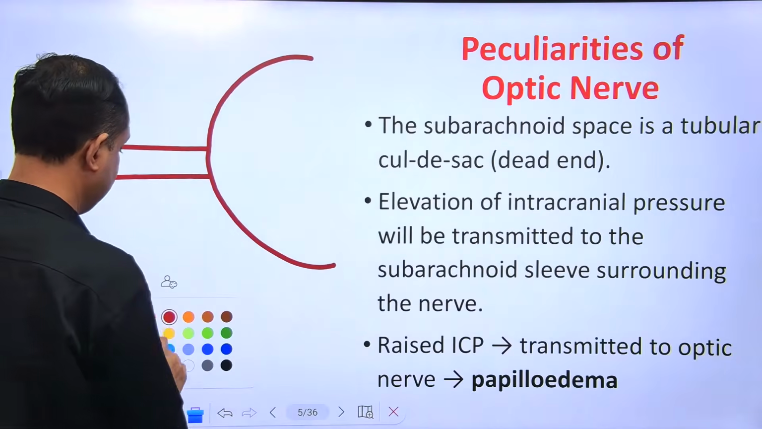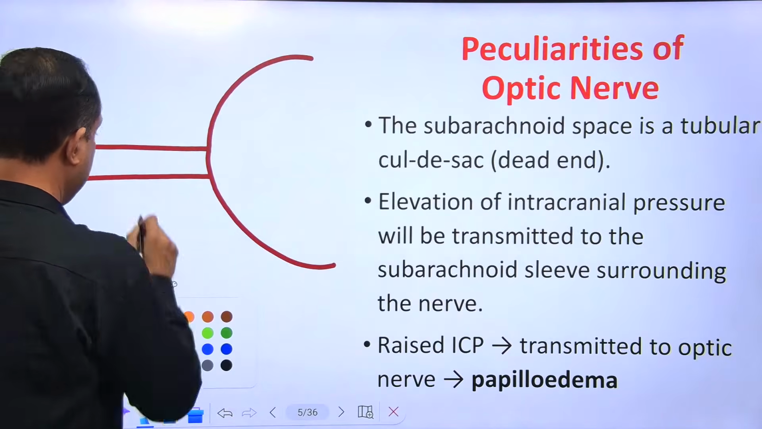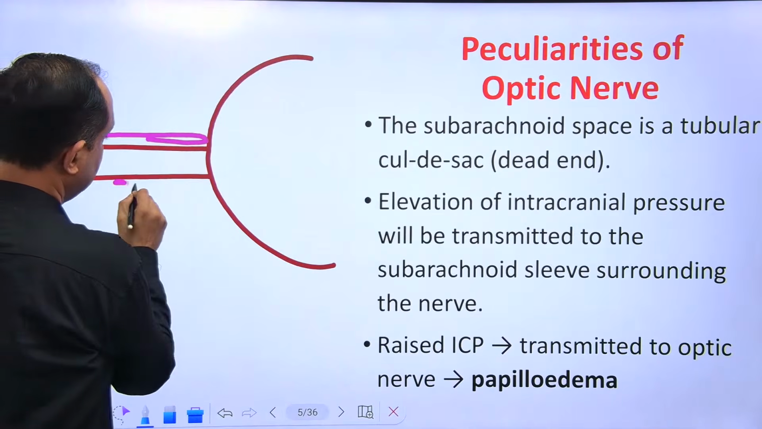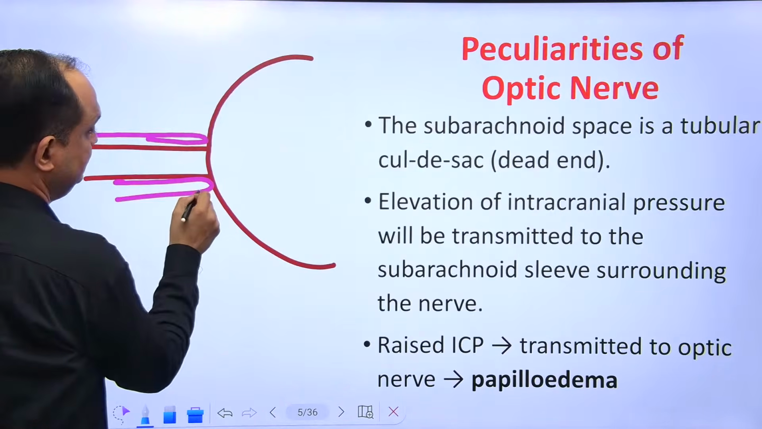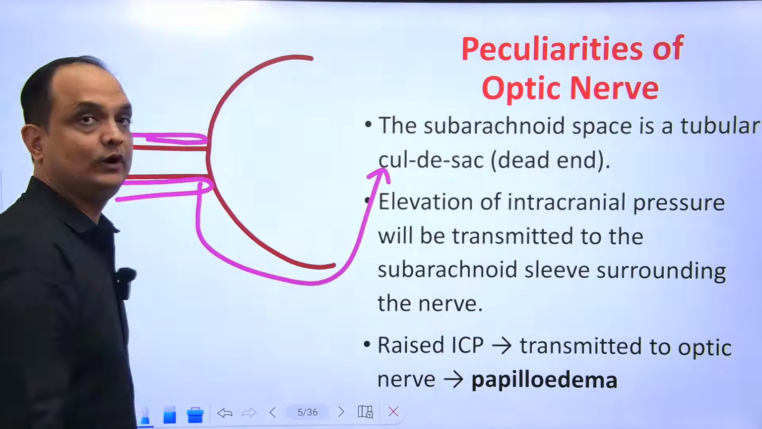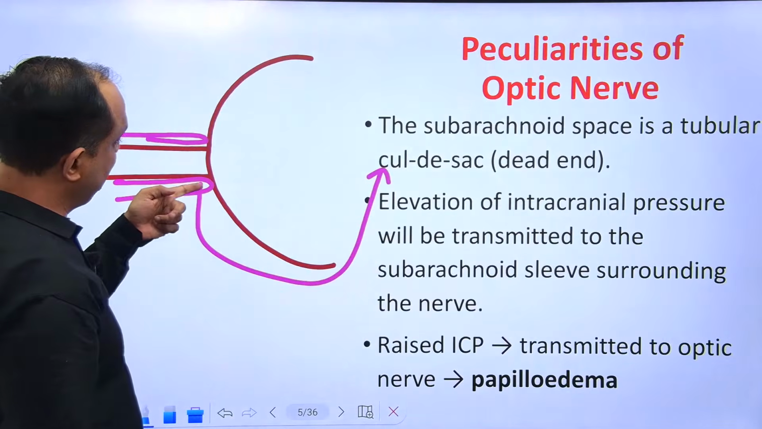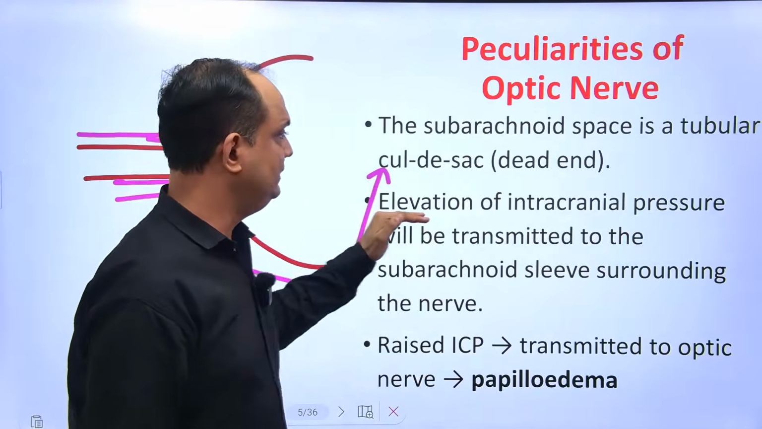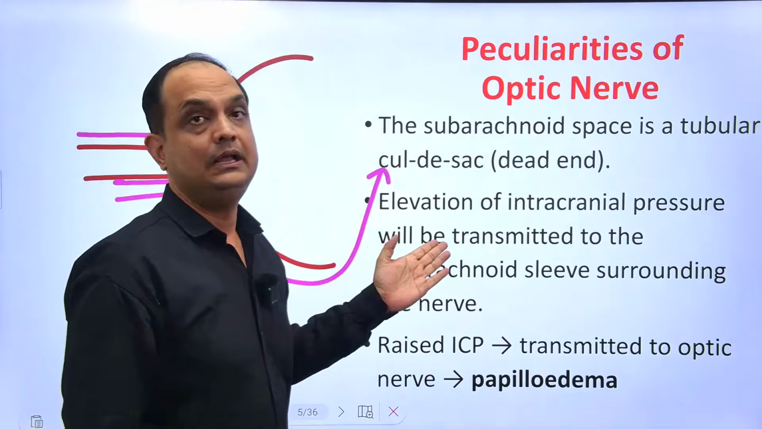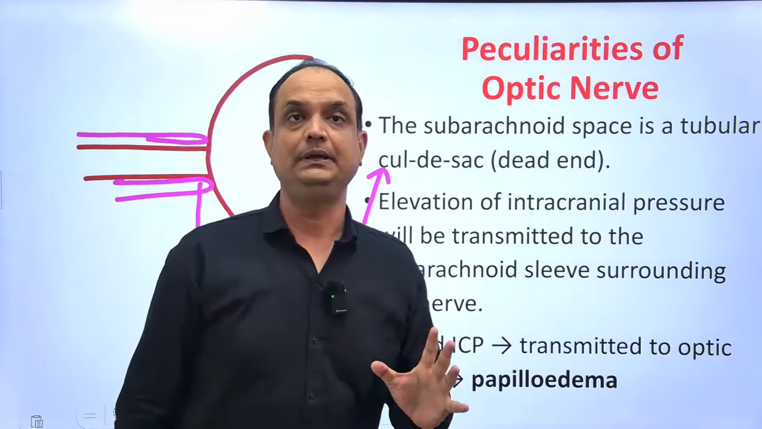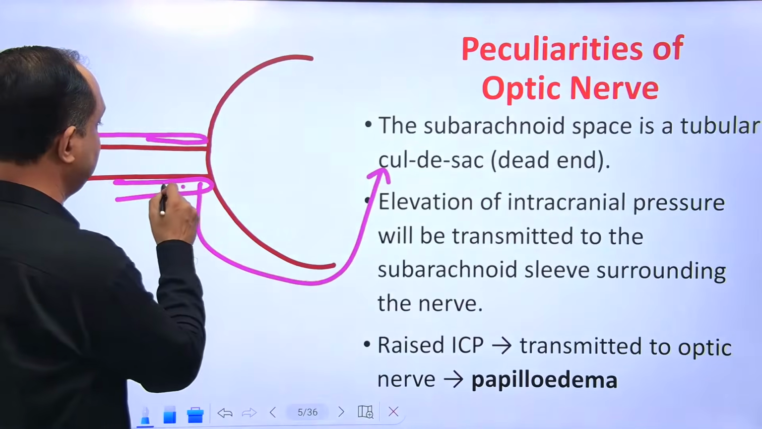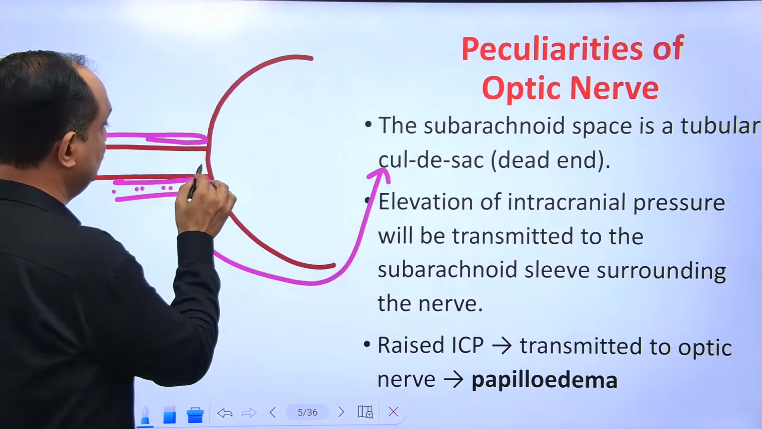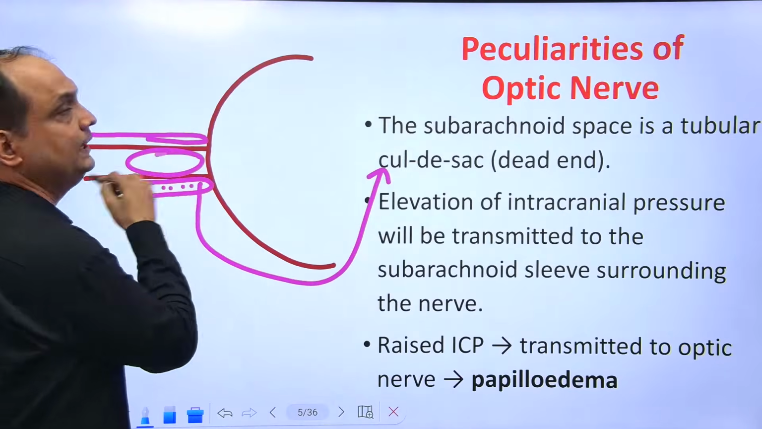Now, the subarachnoid space extends anteriorly, and it becomes a dead end. Here the subarachnoid space becomes the dead end, and these are known as cul-de-sac. So, what is a cul-de-sac? The subarachnoid space dead ends near the sclera. Clear? So, elevation of intracranial pressure is an important thing, because whenever the CSF pressure is high, whenever raised ICT is there, this raised ICT is going to compress the optic nerve.